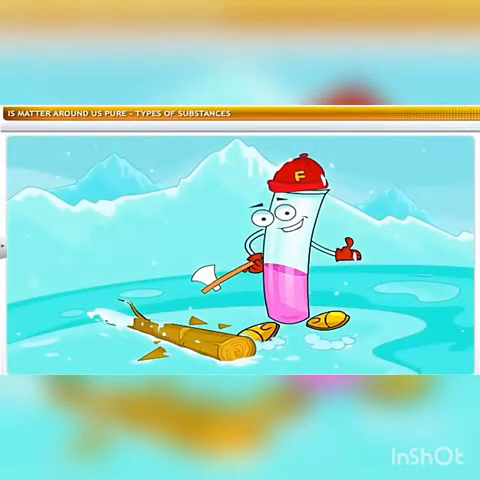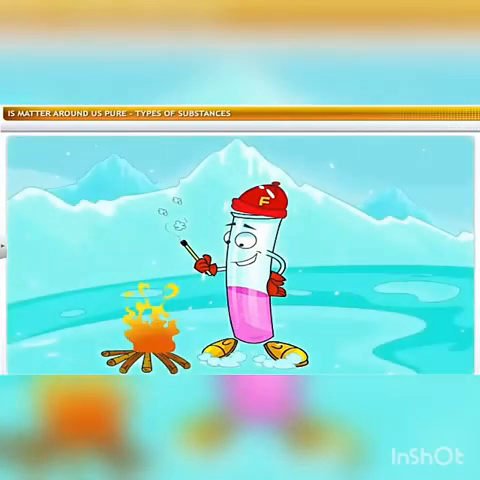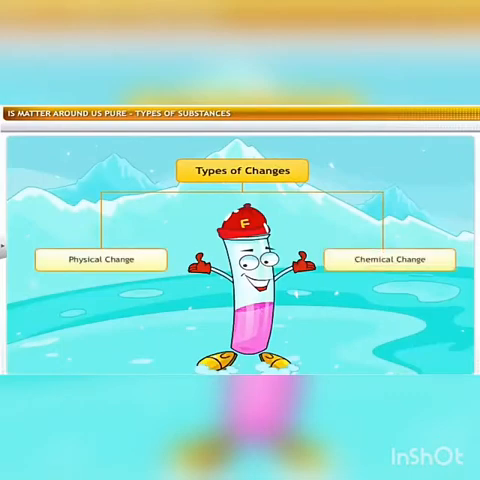Hey! I will show you something. This is a physical change. Let me burn this. I need some charcoal. Now this is a chemical change. There are two types of changes, physical and chemical. Physical changes are temporary, and chemical changes are permanent.